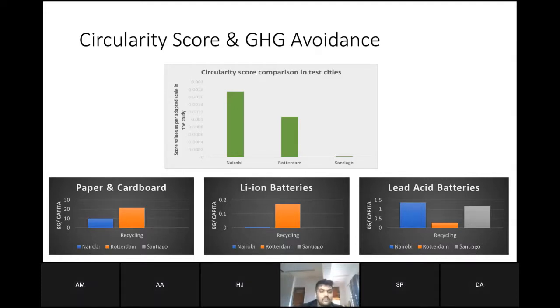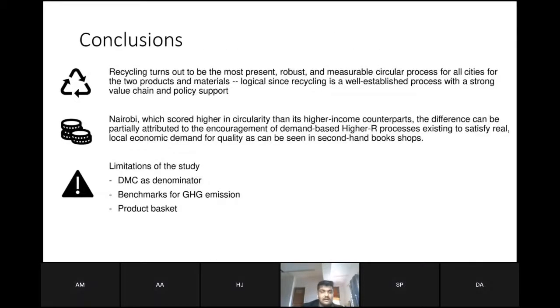Here I'm also sharing a little snapshot of what we found on the impact level. For paper, cardboard, and for batteries, we looked at the recycling processes and are showing the comparison. The images below show the comparison per kg per capita of greenhouse gas that is avoided annually due to the recycling process in place. And this basically validates one thing, that the circular economy has a great potential for reducing greenhouse gas emissions also.